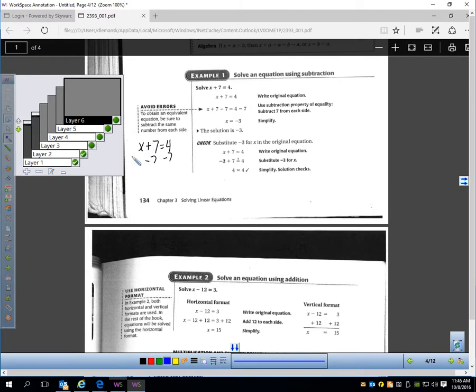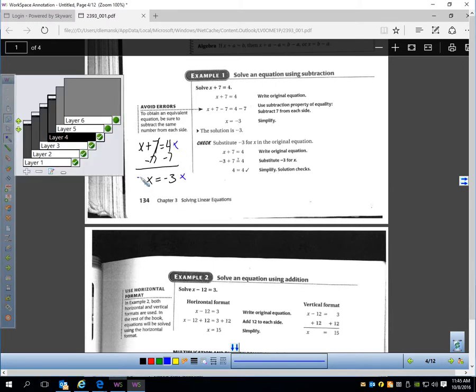So I'm going to take away 7 from each side. The 7's on the left will cancel out of the equal sign. So x on the left would equal, well, 4 minus 7 would be negative 3 on the right. And these are equivalent equations right now. Okay? My first equation is equivalent to this equation.